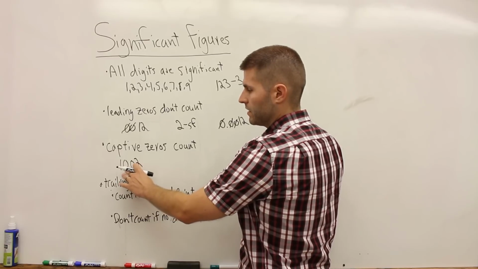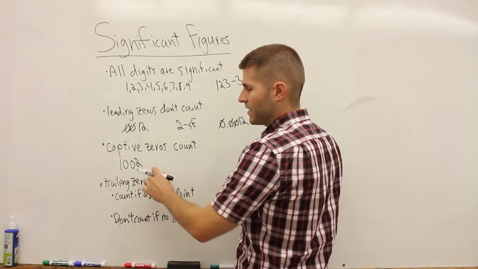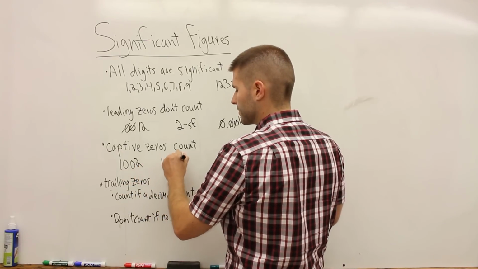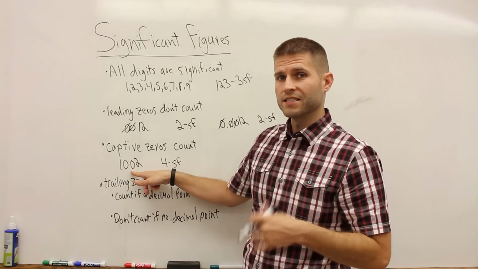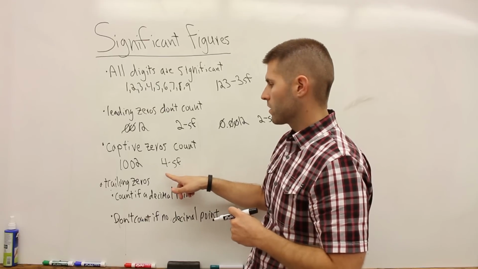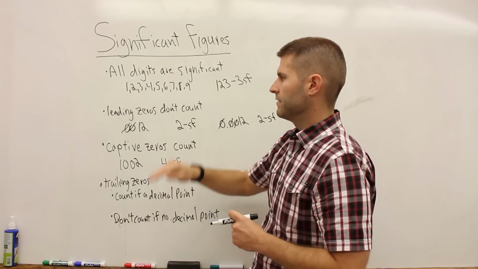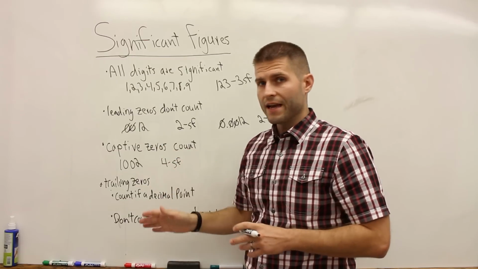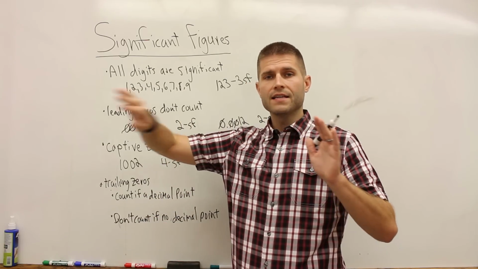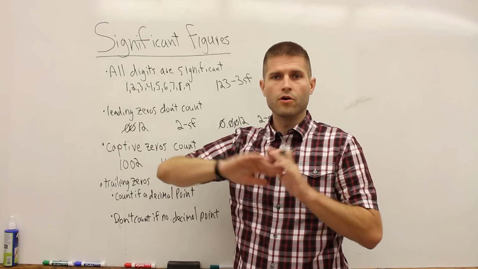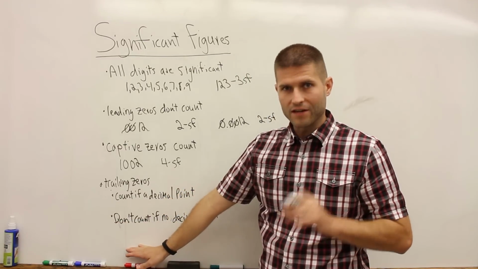So for this number, since these are captive zeros, and all captive zeros count, 1002 has a total of 4 significant figures. The 1 is significant, the 0 and the 0 are both significant because they're captive, and the 2 is significant, so we have 4 significant numbers. So all non-zero digits are significant, leading zeros don't count, captive zeros do count. Now we come to trailing zeros. What's a trailing zero? This is a 0 at the end of a number. They do count if there's a decimal place, they do not count if there is no decimal place.